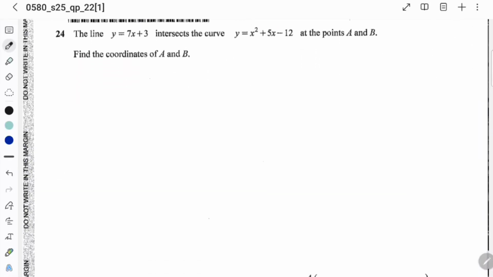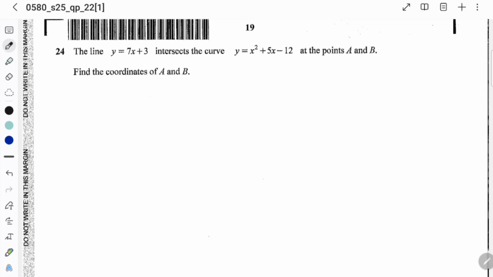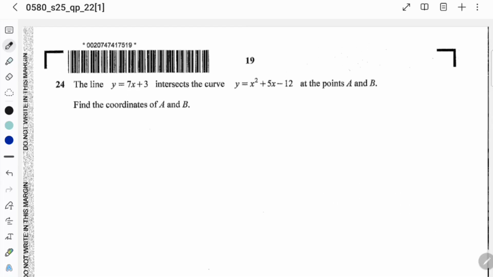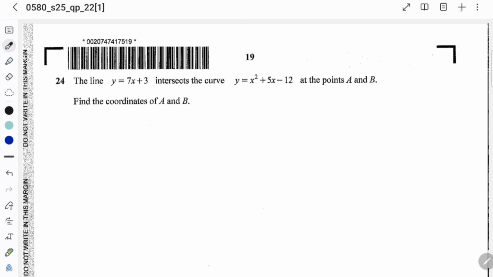The next question: the line y equals 7x plus 3 intersects the curve y equals x squared plus 5x minus 12 at the points A and B. Find the coordinates of A and B. It is a 5 marks question, non-linear simultaneous equations. Solve it. Just label them equations 1 and 2. Both are equal because they both have the same subject, y.